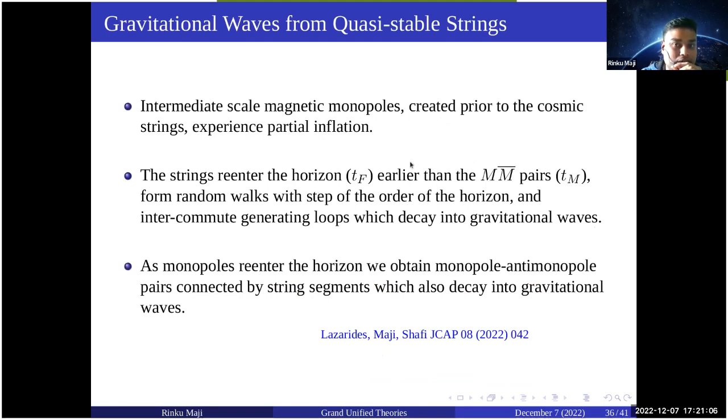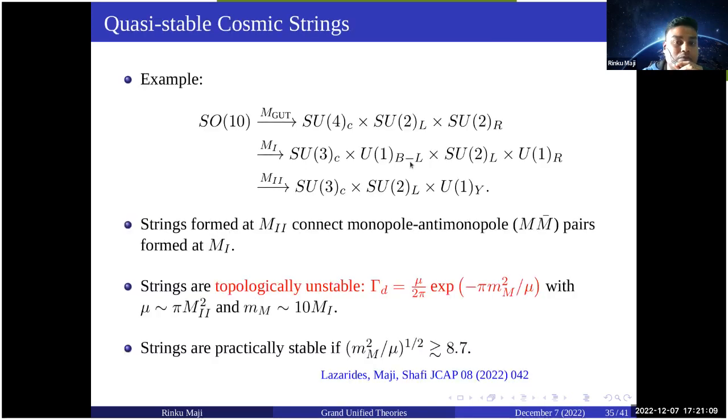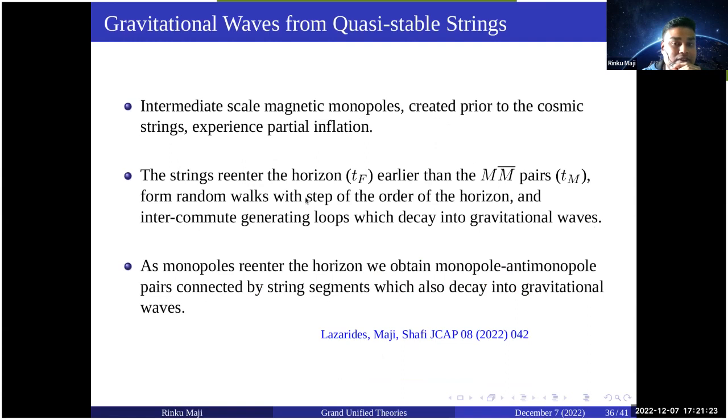So in our scenario, these monopoles are formed prior to the strings. We assume that these monopoles are partially inflated, so they can re-enter the horizon at late times. As they are partially inflated, the strings generated at the second intermediate scale make random walks with a step of the order of the particle horizon size, and they can intercommute, form loops and decay into gravitational waves like stable cosmic strings.